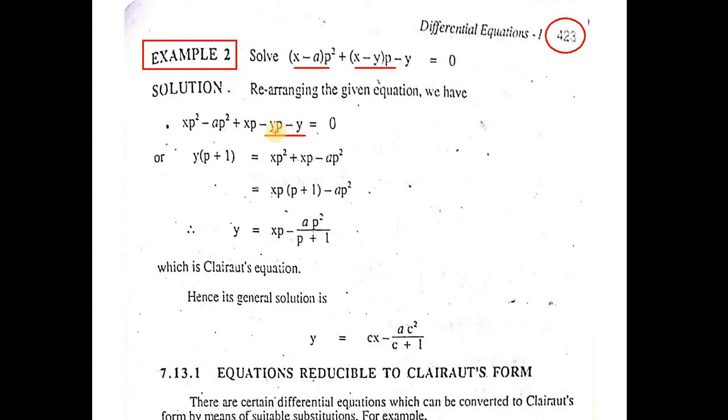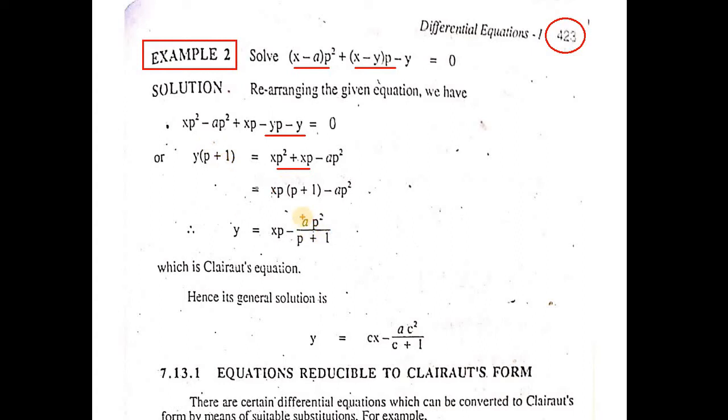We will get minus y into p plus 1, and if we take that term to the left side, then we will get y into p plus 1 is equal to this one. This is the equation obtained from this equation. Now taking common here, x is common, so we will get p plus 1 minus a p square. Now this is an equation. We have to solve both sides by p plus 1.